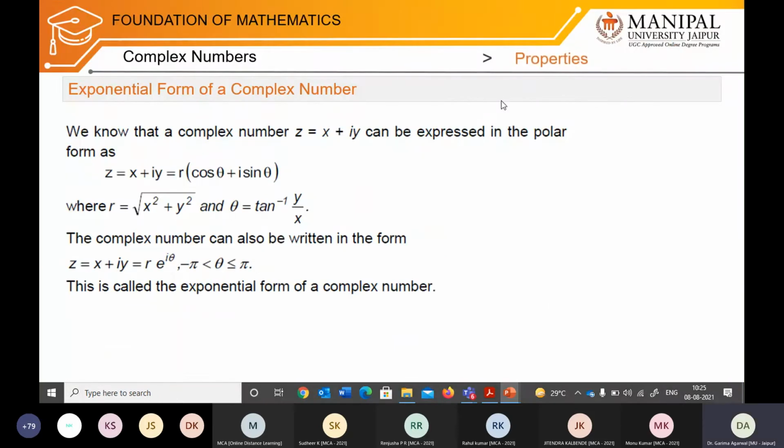The exponential form of a complex number. We know that z is x plus iota y, x is r cos theta, y is r sin theta. If we substitute all the values, cos theta plus iota sin theta can be written as e raised to iota theta, that we have discussed in the previous slide. So z equals r e raised to iota theta, which is the exponential form of a complex number.